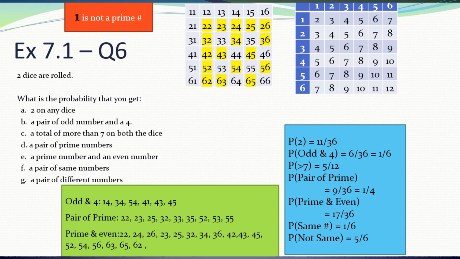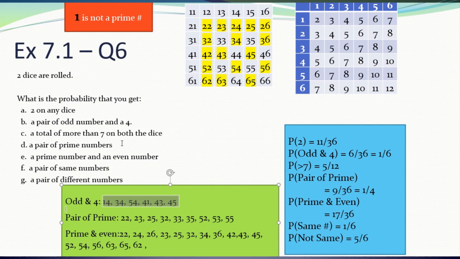A pair of odd number and a 4. What does it mean? That means now you want to look at the pairs: one must be an odd number and one must be a 4. Understand? So these are the outcomes that you're looking at. You refer to this table and count. A total of more than 7 on both dice: that means we're going to look at totals now. More than 7, you will have all these things, so you add up and you get the probability of more than 7.